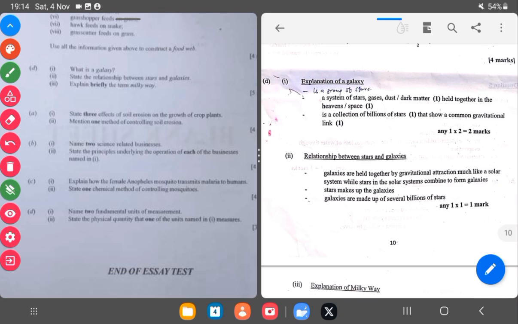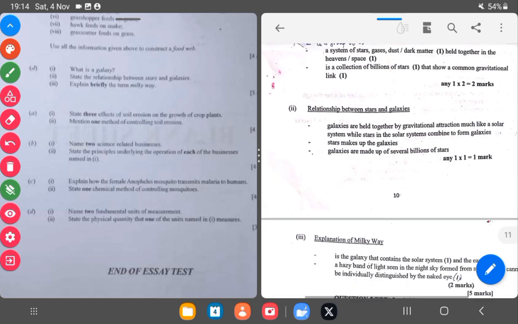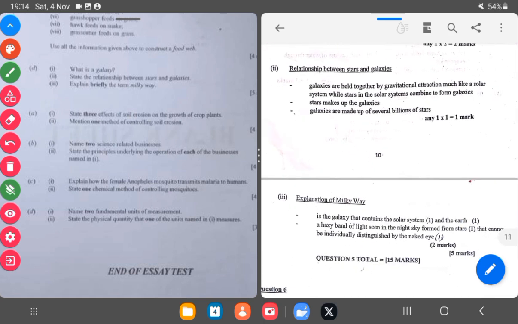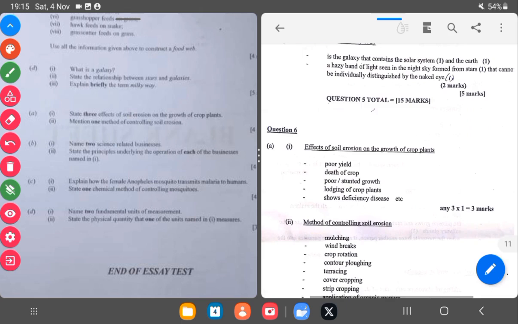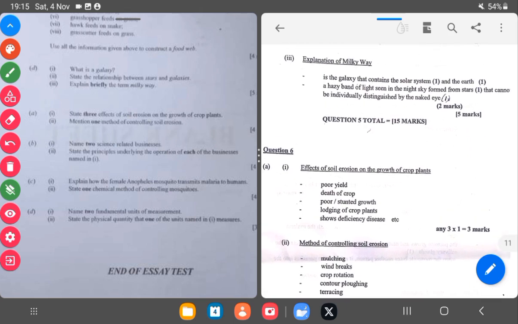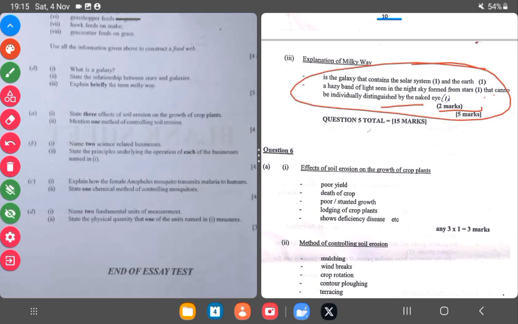So the next question is asking what's a galaxy. A galaxy is a group of stars. So the next question is the relationship between stars and galaxies. In other words, the difference. You need to get used to how questions can be framed so you don't miss a question you already have an answer to. And explain the term galaxy. Explain the term Milky Way. So Milky Way is the galaxy that contains the solar system and the Earth.